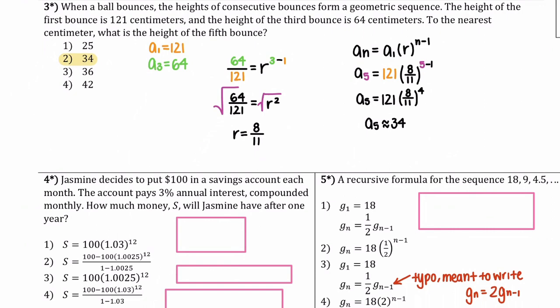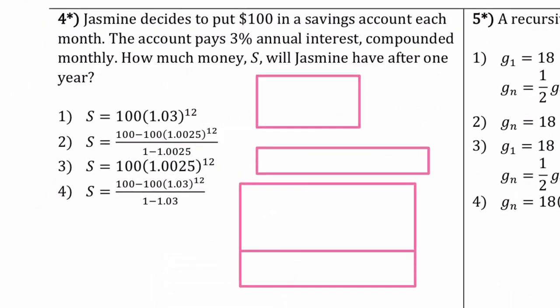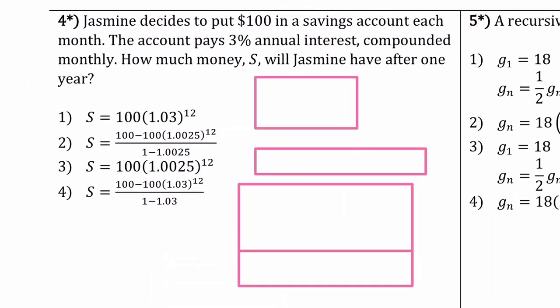Now let's look at number 4. Number 4 says, Jasmine decides to put $100 into a savings account each month. So $100 into a savings account each month. The account pays 3% annual interest compounded monthly. How much money, S, will Jasmine have after 1 year?